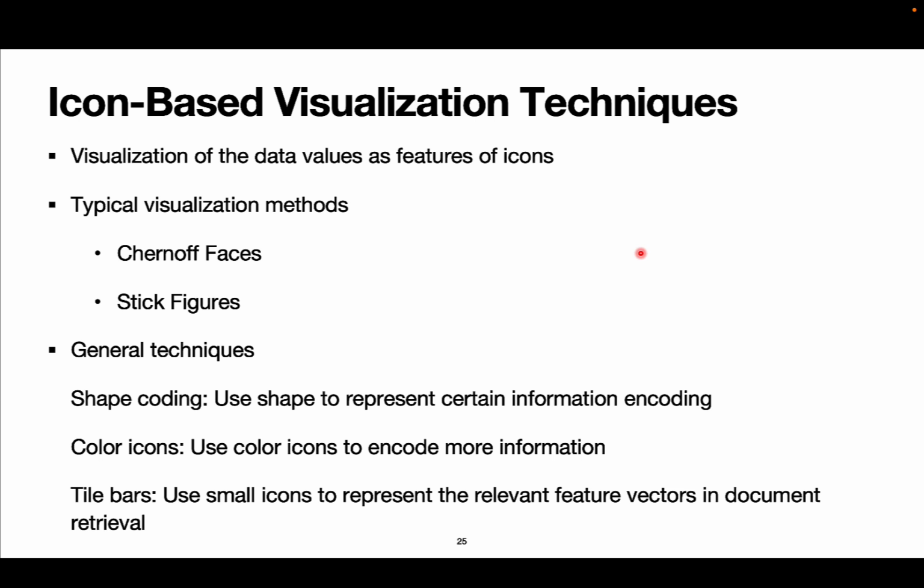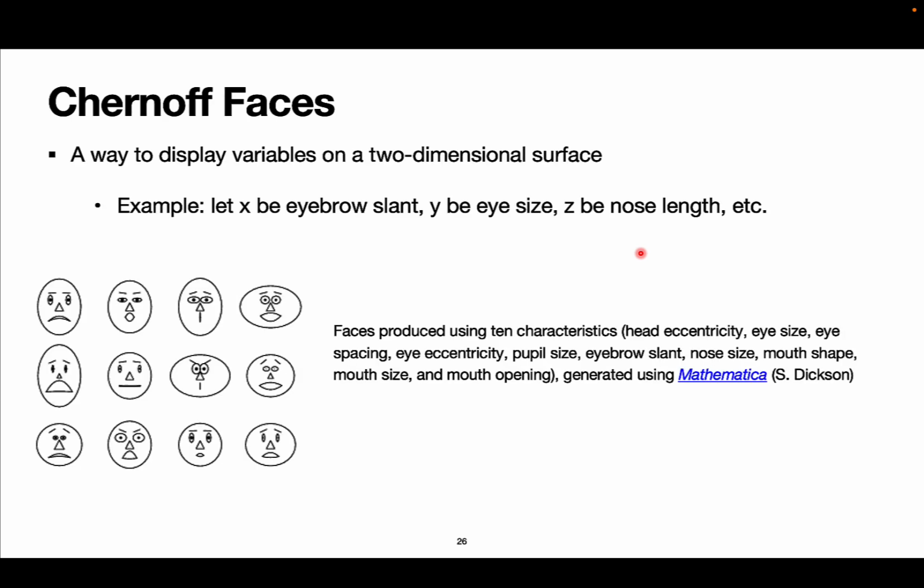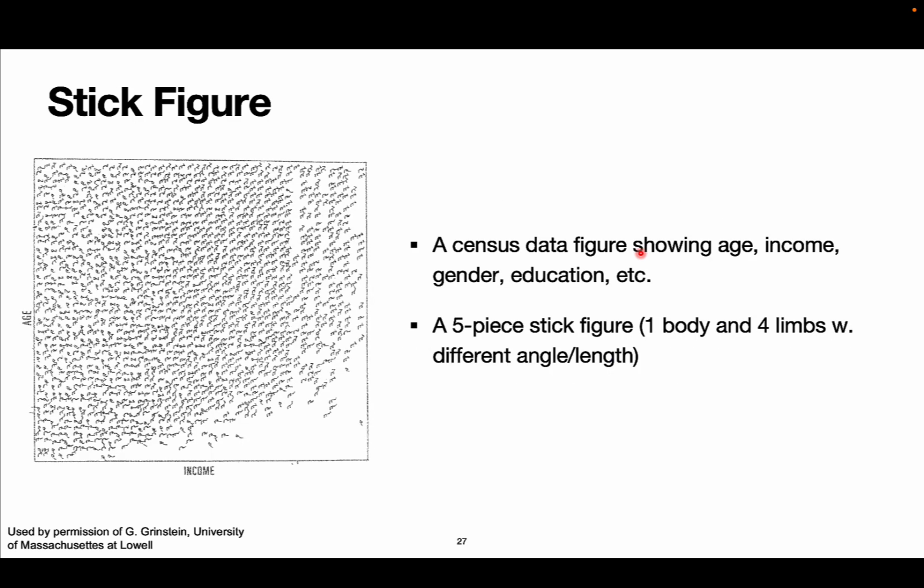The key idea behind icon-based visualization techniques is to use the attribute values in a dataset to create features that will compose an icon in a certain shape, and then use those to visualize the whole dataset. Some examples are Chernoff faces and stick figures.